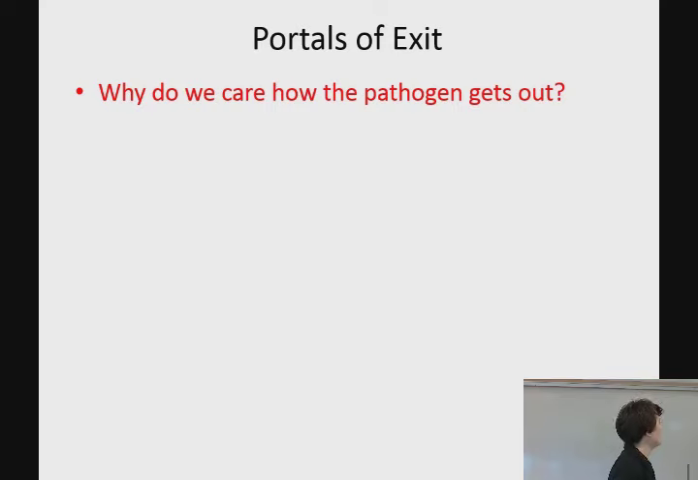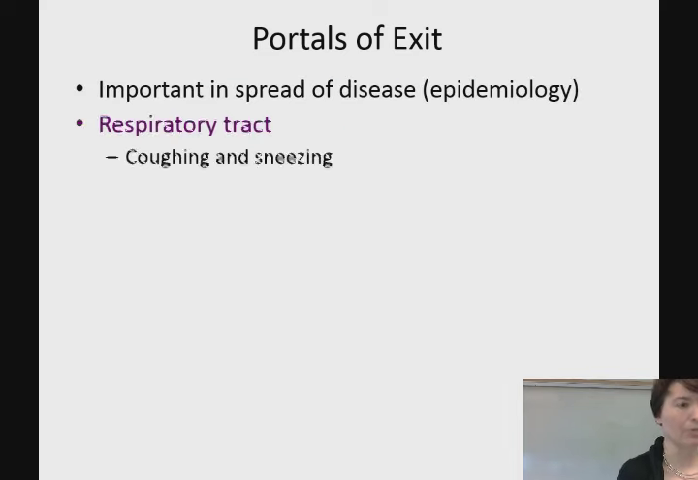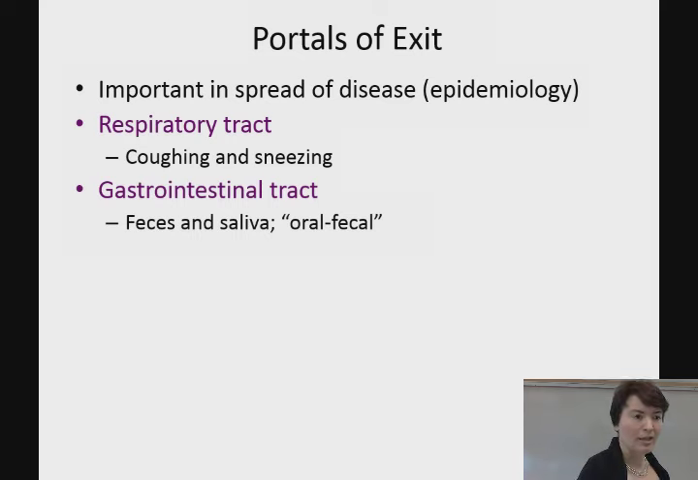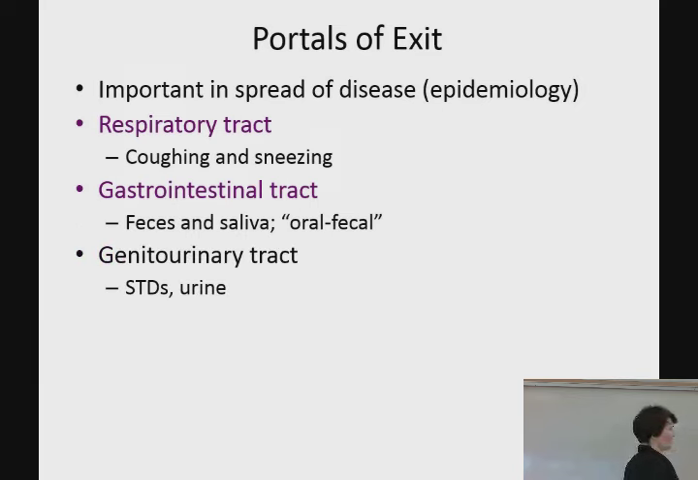Okay, last thing we need to talk about is how the pathogen gets out. Why do we care about this? From a public health perspective, why do we care about how the pathogen's getting out? Because it's how it's transmitted, right? So, for instance, if it's something that is in the respiratory tract, then most likely it's being transmitted through coughing and sneezing. If it's in our GI tract, it can get into the saliva or feces, and then we have this oral-fecal transmission route.